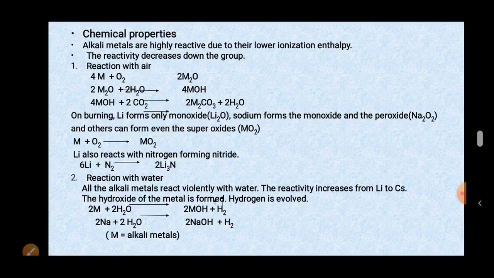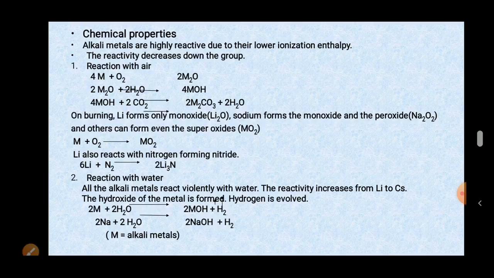Now, what are the chemical properties? I already told you that alkali metals are highly reactive. That's why alkali metals do not exist in a free elemental state, but always exist in a combined state, like ore, minerals. Alkali metals are highly reactive due to lower ionization enthalpy. What is the reason for the high reactivity of the alkali metals? Due to low ionization enthalpy.